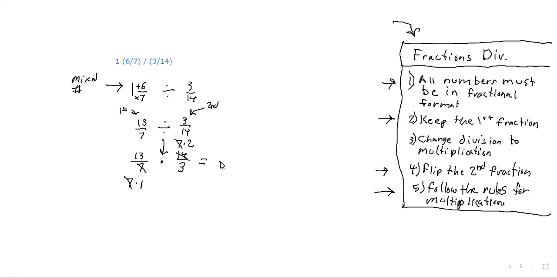Now we're going to multiply across. On the bottom, we have 1 times 3, which is 3. And on the top, we have 13 times 2, which is 26. All right. Now, this is our answer. The thing about this answer, however, is that you have to look at the format, because we can put this answer in another format. So you have to look at the format of the answer key for this question.